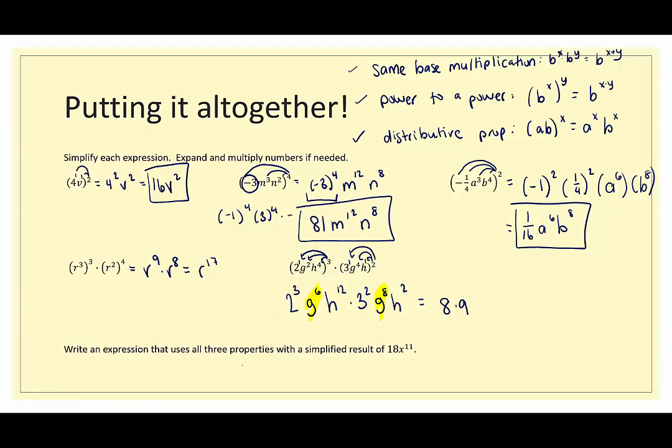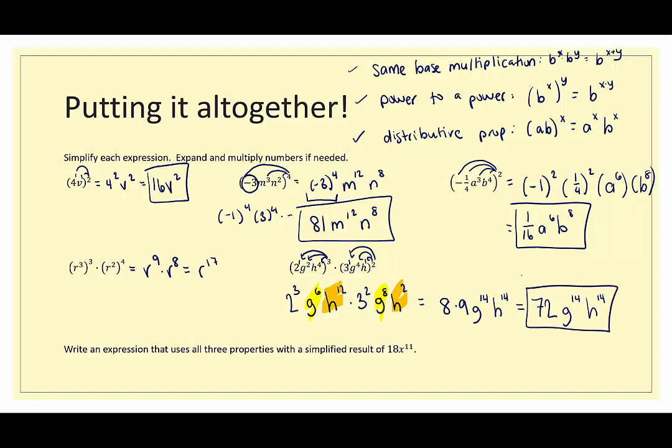And here I have g to the 6th and g to the 8th. So those are the same base. I have 6 factors of g. I have 8 more. That's a total of 14 factors of g. And then I have h to the 12th and h squared. And I have 12 factors and 2 more. That's also 14 factors. And last but not least, we can multiply 8 times 9. That's a regular 8 and a regular 9 makes a regular 72. So we have 72 g to the 14th, h to the 14th.